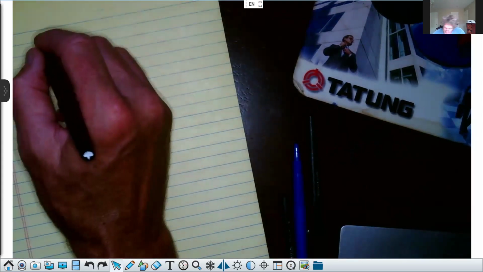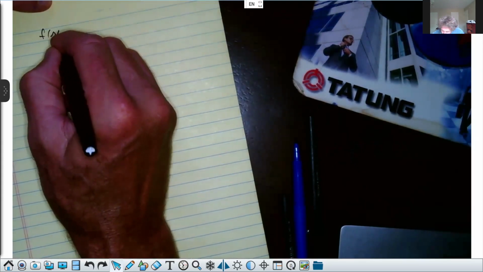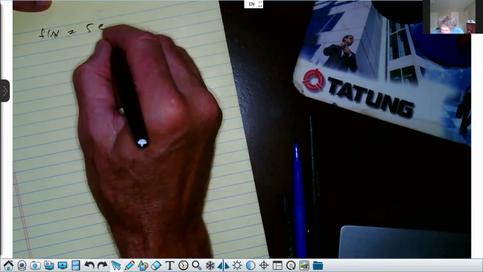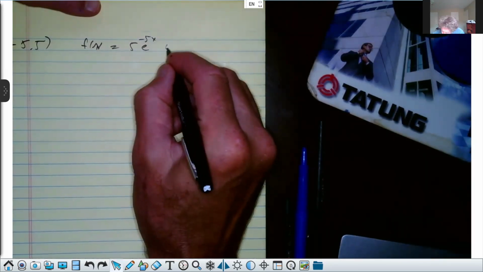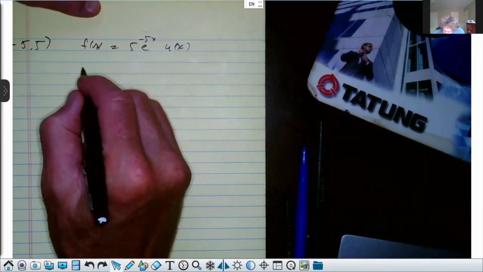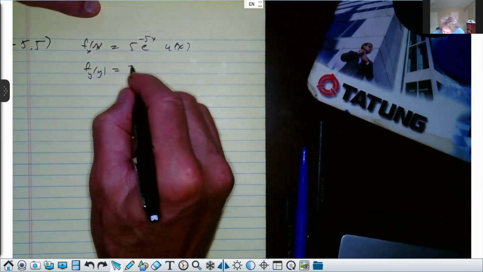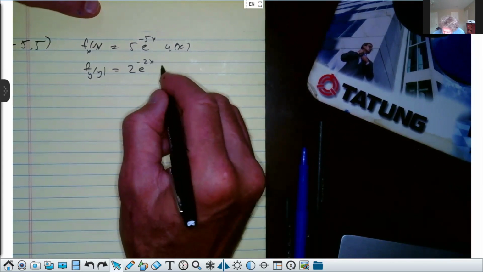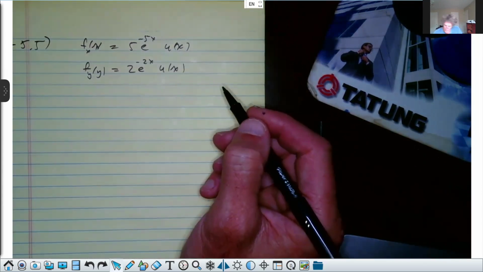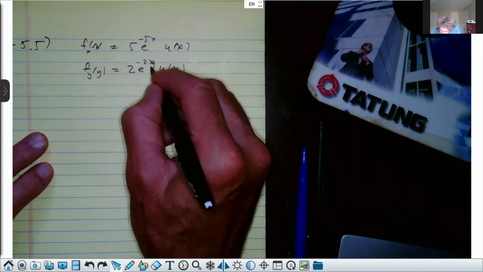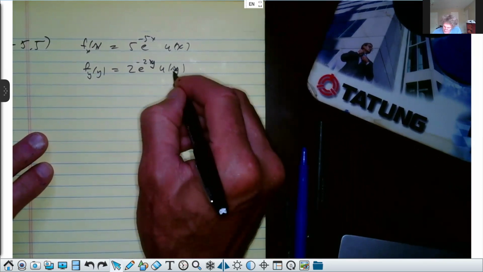3-5.5. This one, they say two functions. f of x is equal to 5e to the minus 5x u of x. And then they have f_y of y is 2e to the minus 2y u of y. I think that's right, right? Or u of y, pardon me. U of y. All right.